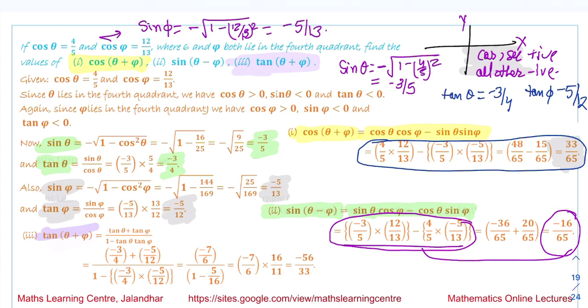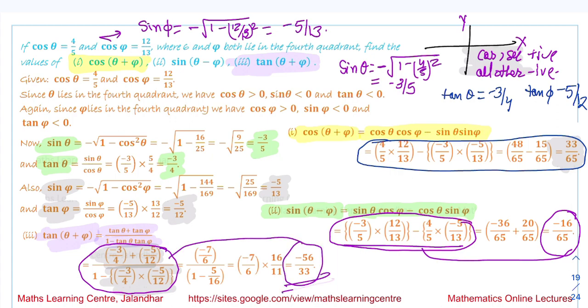And the last part we have to calculate in this is tan of theta plus phi, and the formula we know is tan of theta plus tan of phi over 1 minus tan theta tan phi. We have substituted the values of tan theta and tan phi in this formula, and on simplifying this value, the final answer we obtain is minus 56 by 33. So these are the three values that we have to calculate.